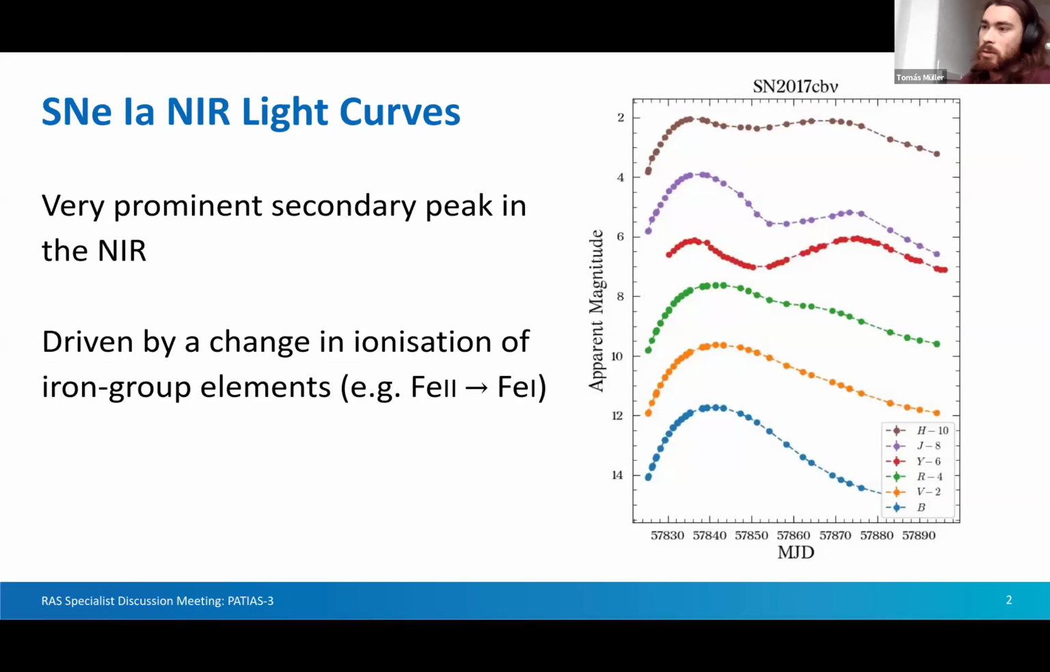Just as an introduction, when we observe Type Ia Supernovae, we see that in the infrared they show this very prominent secondary peak, right? Here on the right, I'm comparing the optical light curves with the infrared, and as we go to the infrared, they start developing this secondary peak, which is mainly driven by a change in ionization of iron group elements like iron and cobalt. This is similar to the recombination in Type II supernovae, which develop this plateau phase. This change in ionization mainly produces photons at near infrared wavelength.